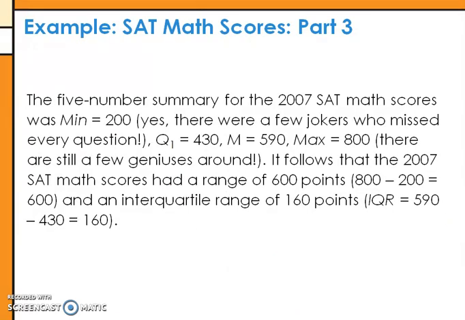So here's one, 2007 SAT math scores. The minimum was 200. So apparently if you don't get any questions right, you can get a 200. So the minimum, then Q1 was 430, the median was 590, the maximum was 800.